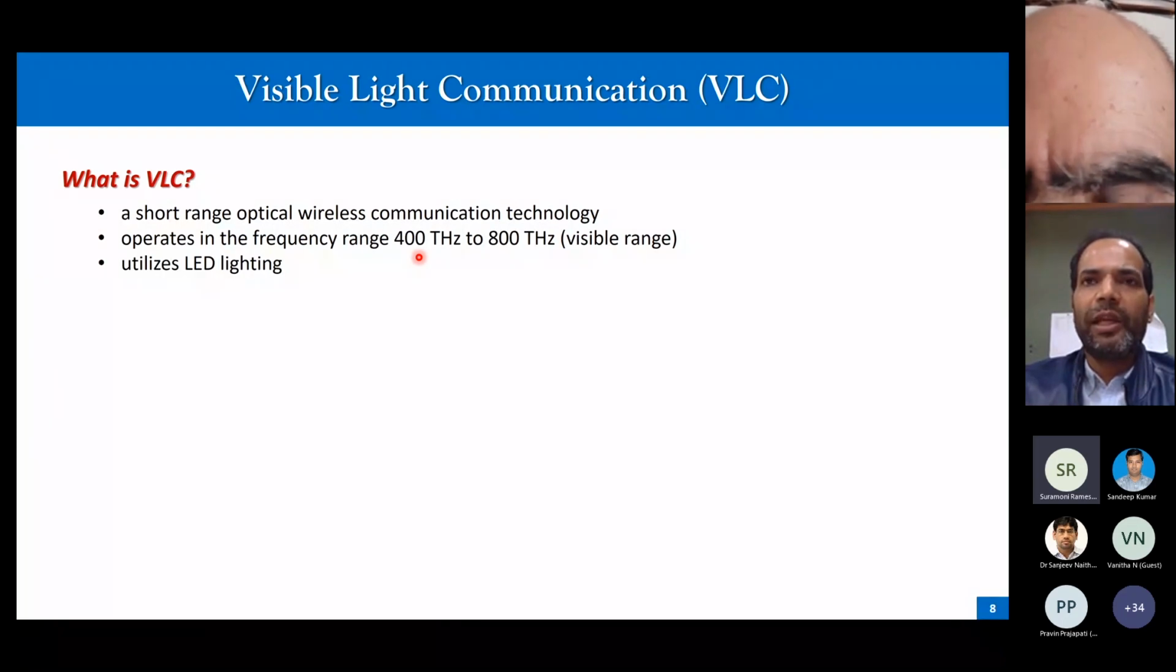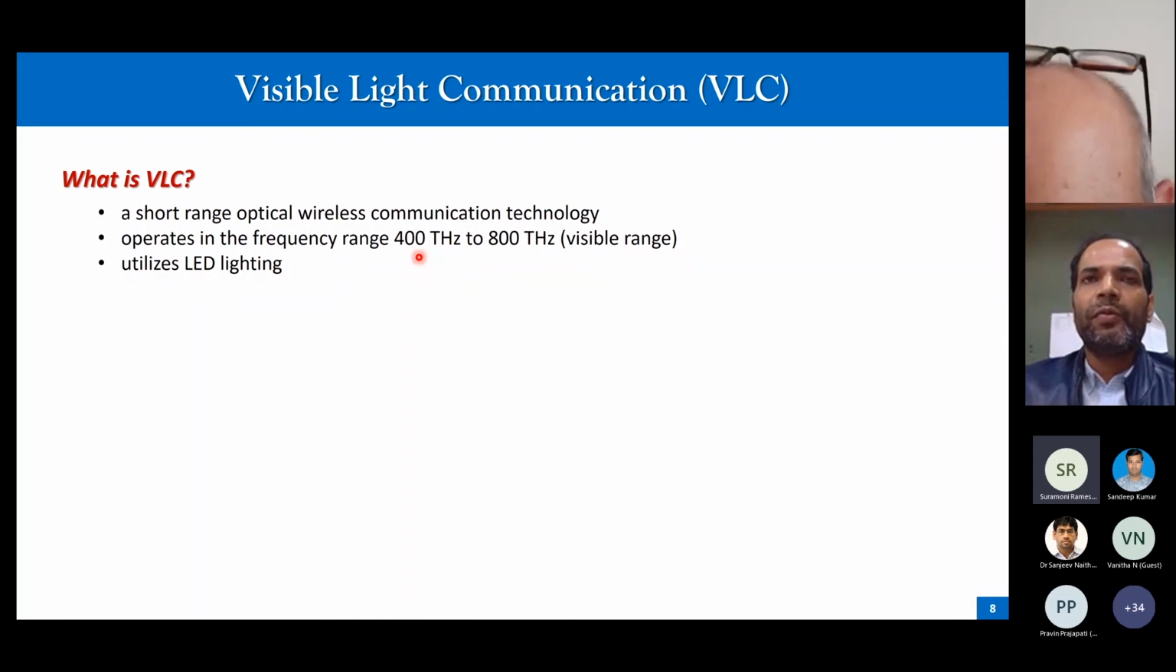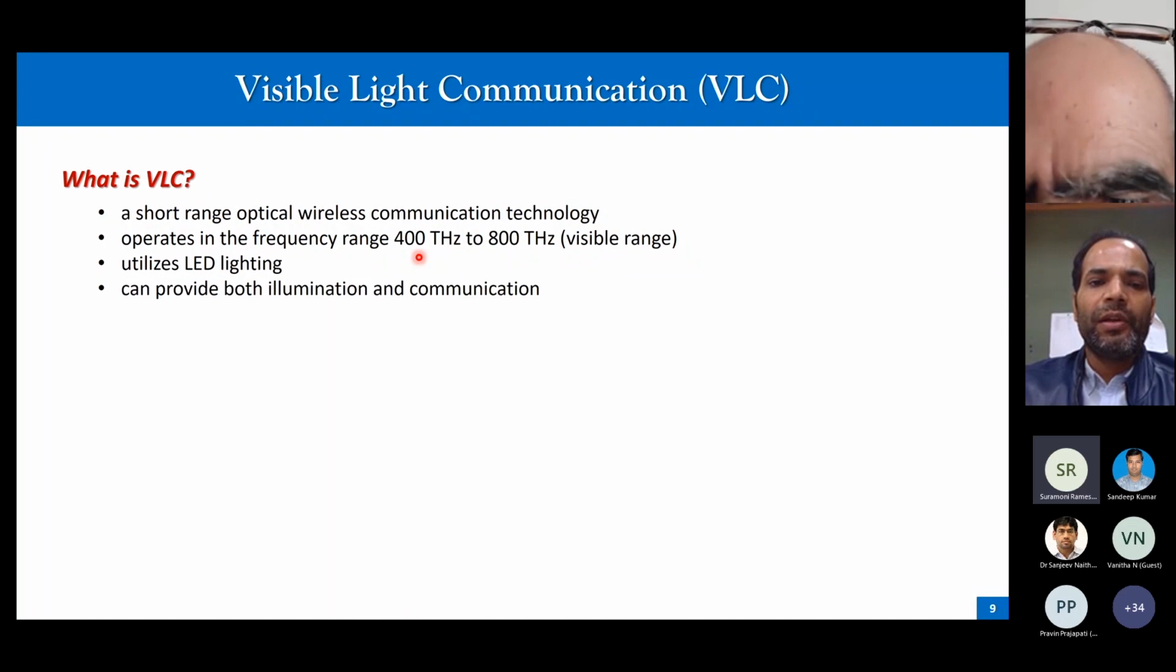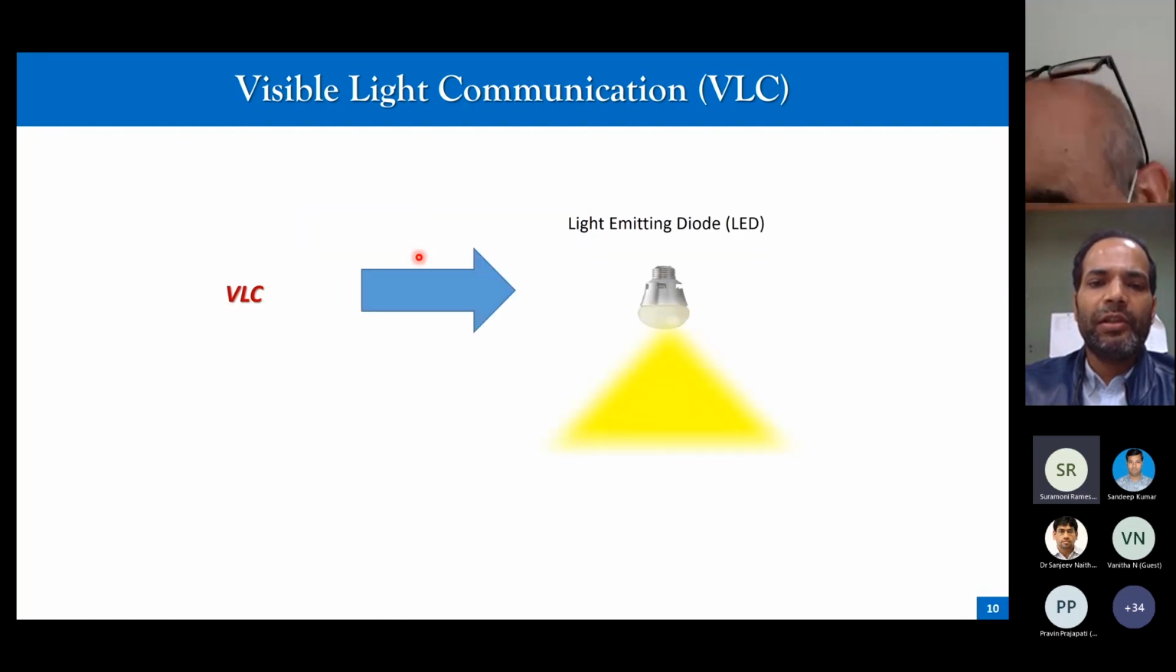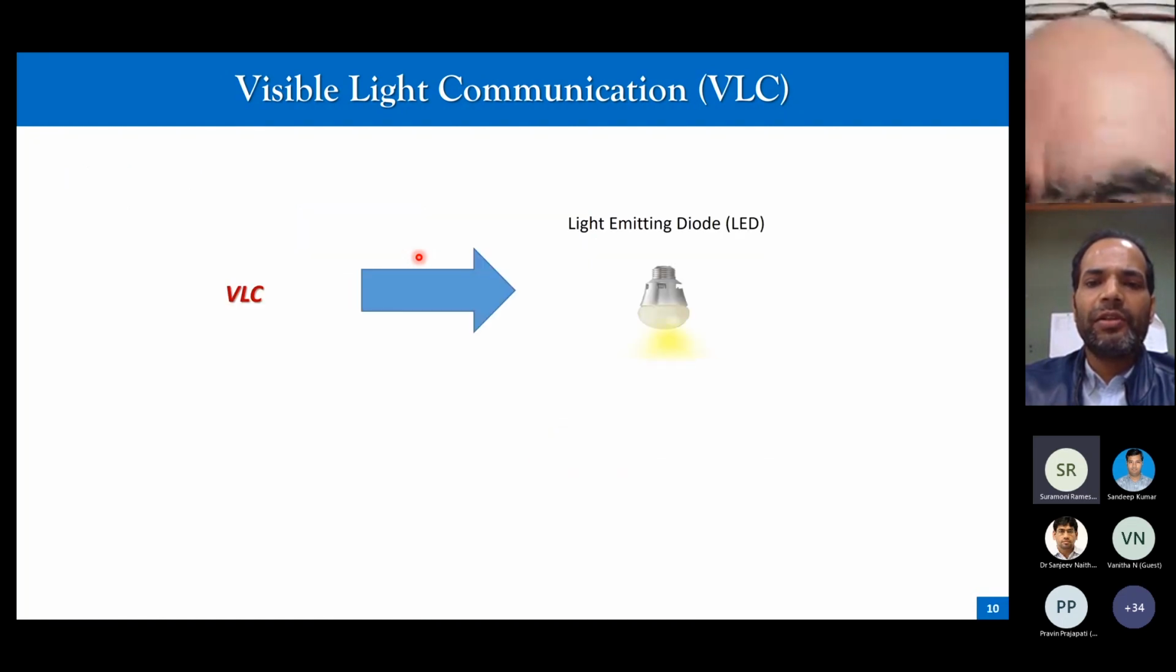Okay, and the prime reason to focus on visible light is because we want illumination to coexist with communication. So that's what I have said. It can provide both illumination and communication. And this is just a brief schematic of a VLC network. So you have LED bulbs which are emitting light.